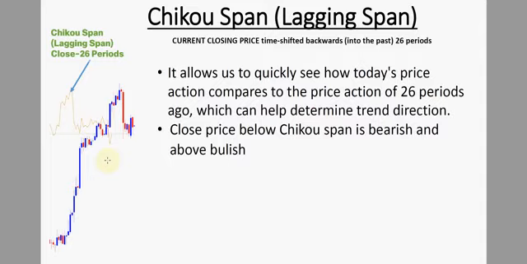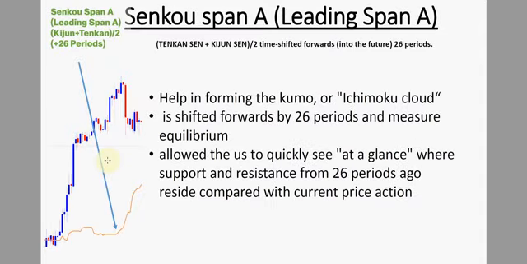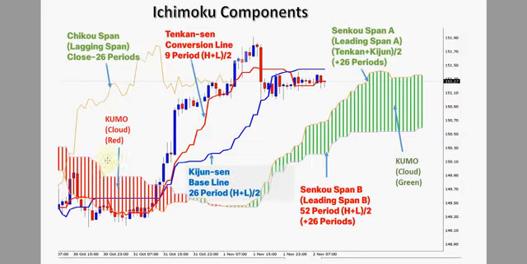It is very important. The next indicator we look at is called the Senkou span A. Okay, let me show you where it is in the components. This is the Senkou span A up here.